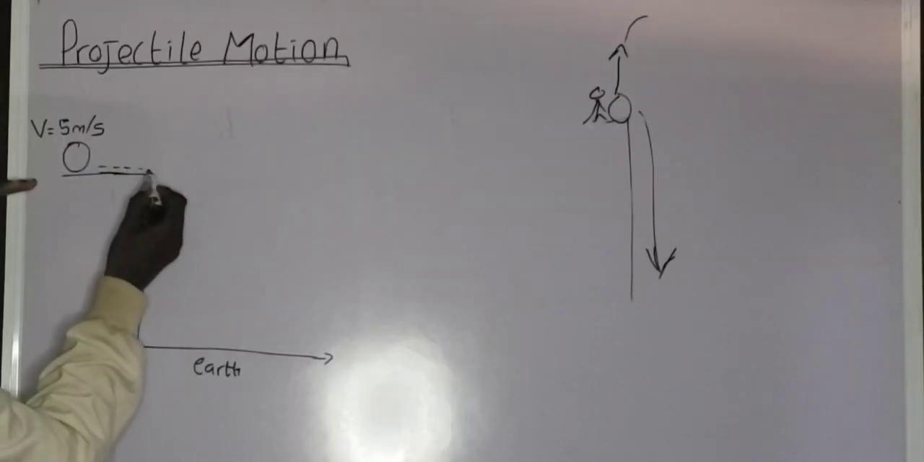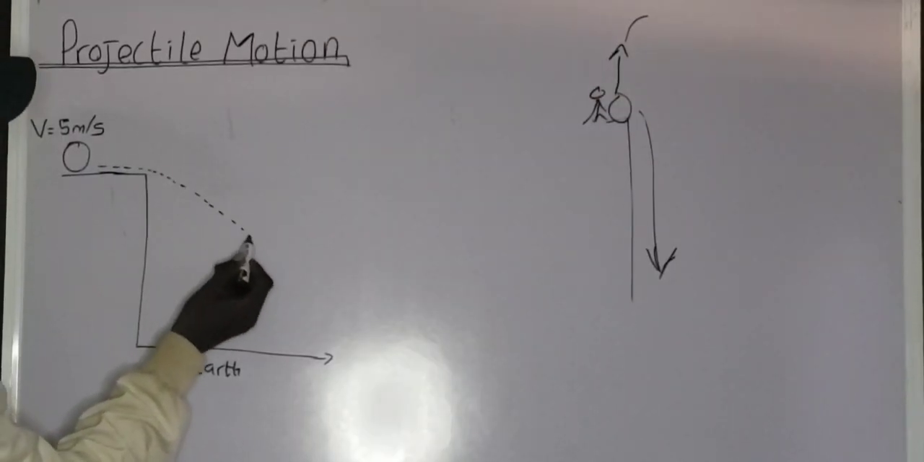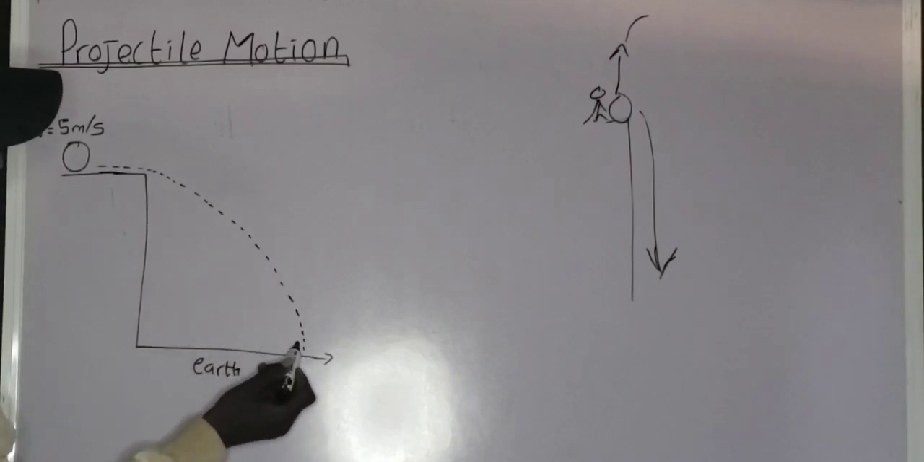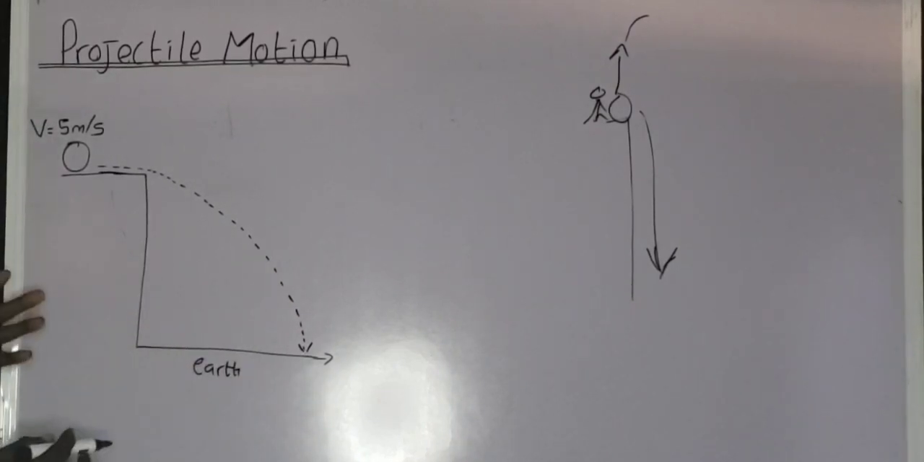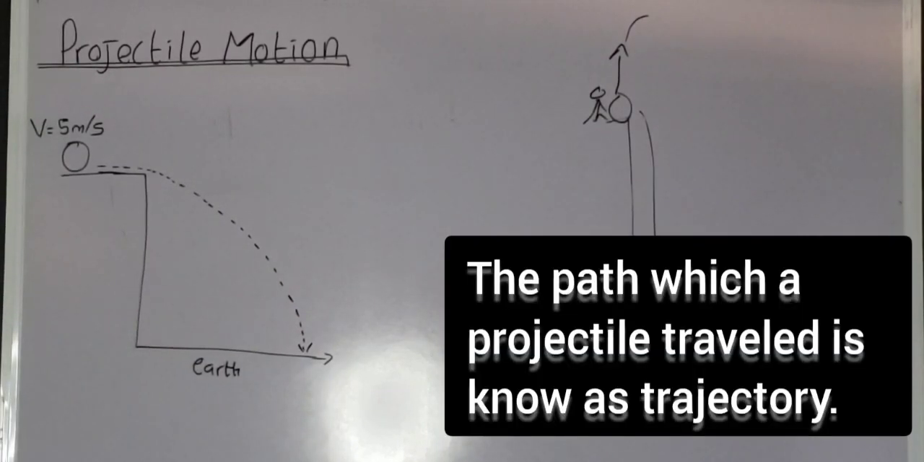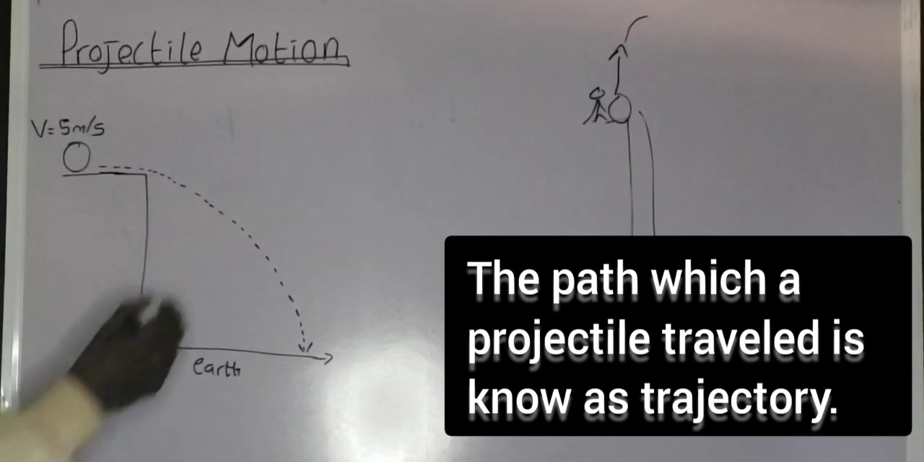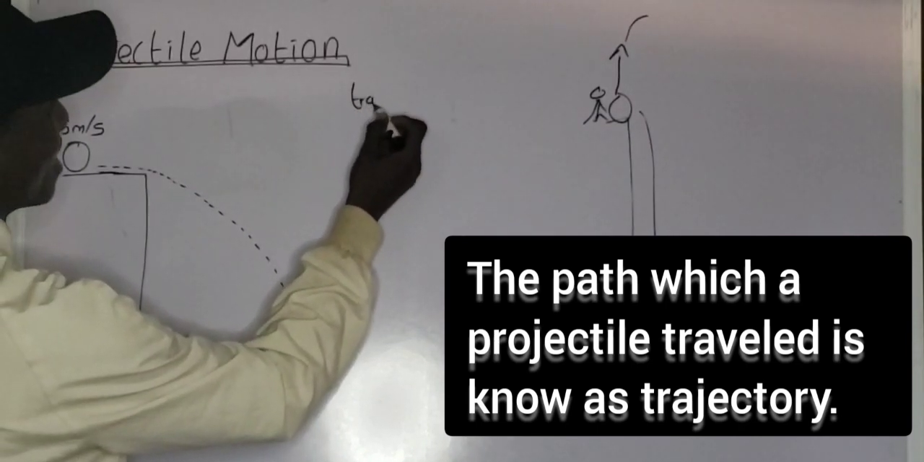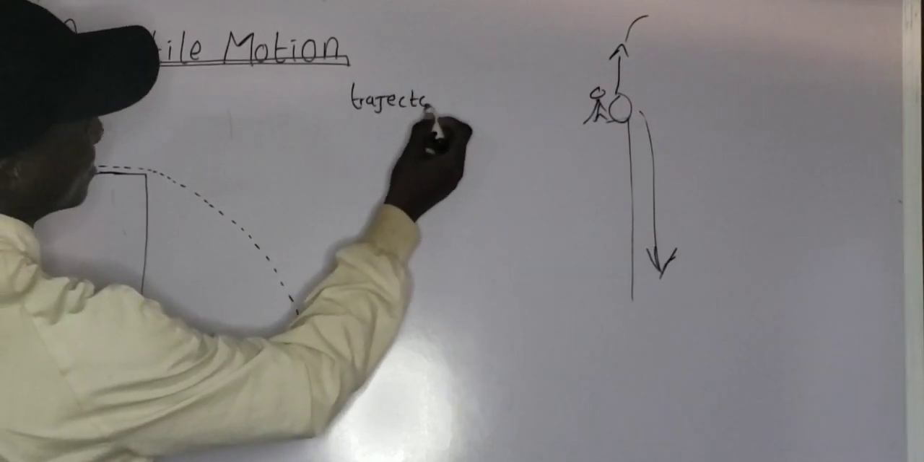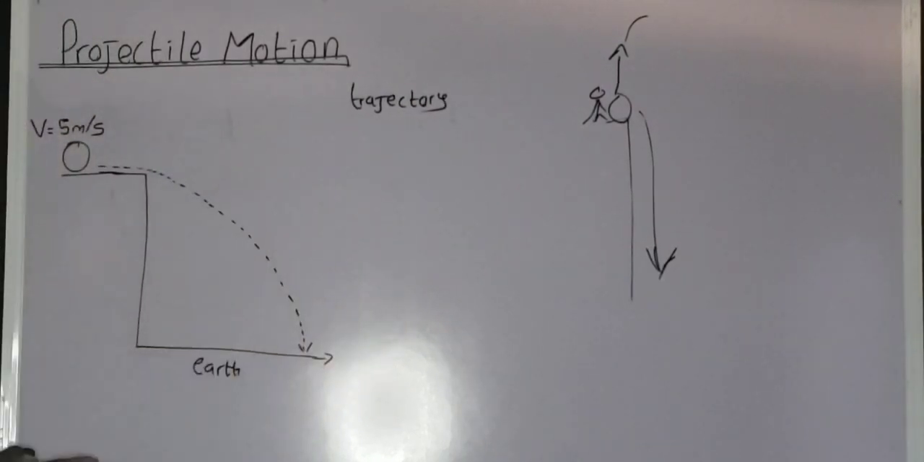Now, the ball will travel typically along this path. The path which the ball travels is known as trajectory. The path which a projectile travels is known as trajectory.